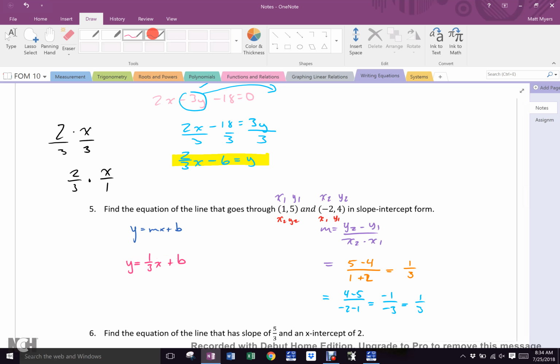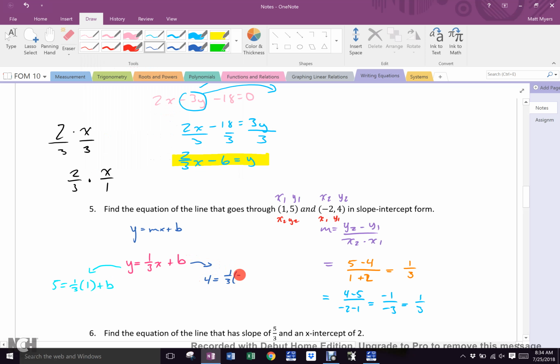I could go this way. 5 equals 1 third times 1 plus B. Or I could go this way. 4 equals 1 third times negative 2 plus B. Doesn't matter which way. No. Why is this going to be a problem for some of you? Because some of you are scared of fractions. This is 5 equals 1 third plus B.